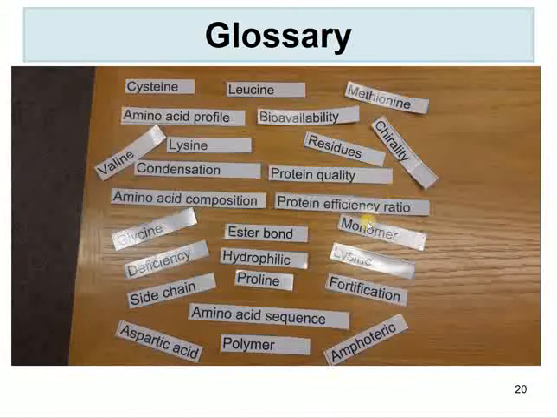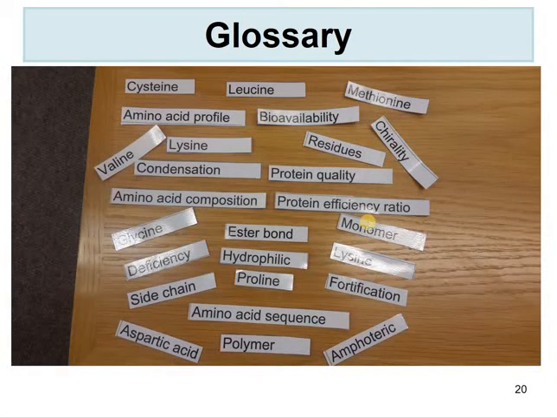Okay, so here's just a little bit of recapping the glossary. The glossary is obviously all your terms. All the terms in that picture are the terms mentioned during the presentation. Just to recap, you need to know what a polymer is, what an ester bond is, protein efficiency ratio, amino acid composition, amino acid profiling, and bioavailability. You need to be able to know this glossary.